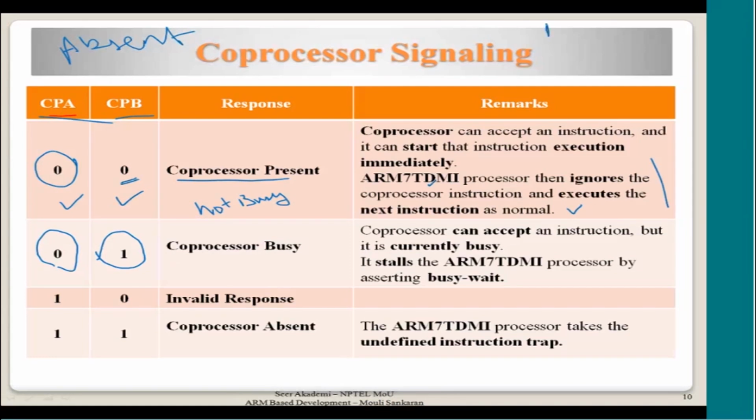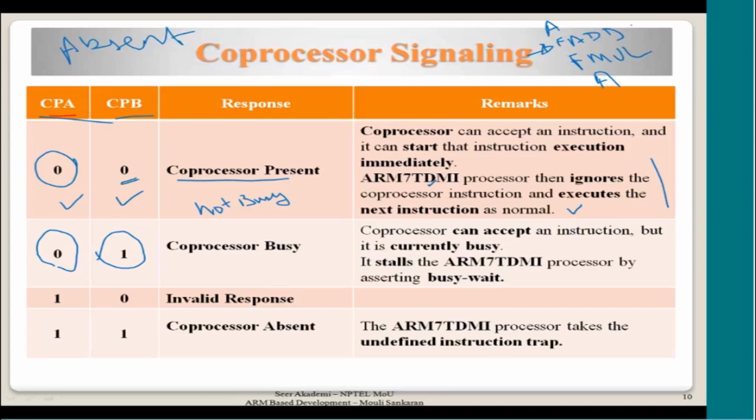I will give you an example. Suppose an ARM instruction is there, after that some FADD, a floating point add, and immediately you are giving an FMUL, a floating point multiply, and then some ARM instruction. Now I told you any floating point operation may take more time, more cycles.